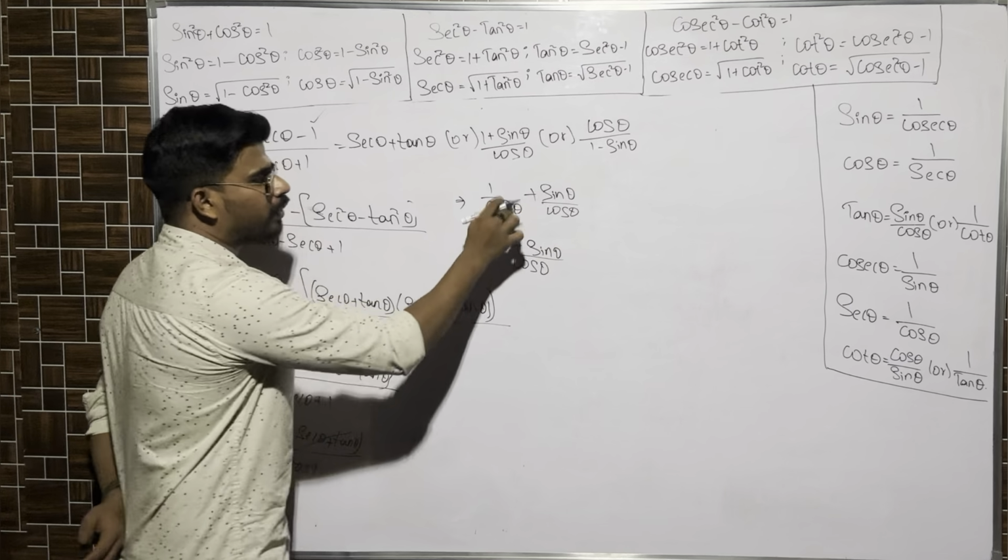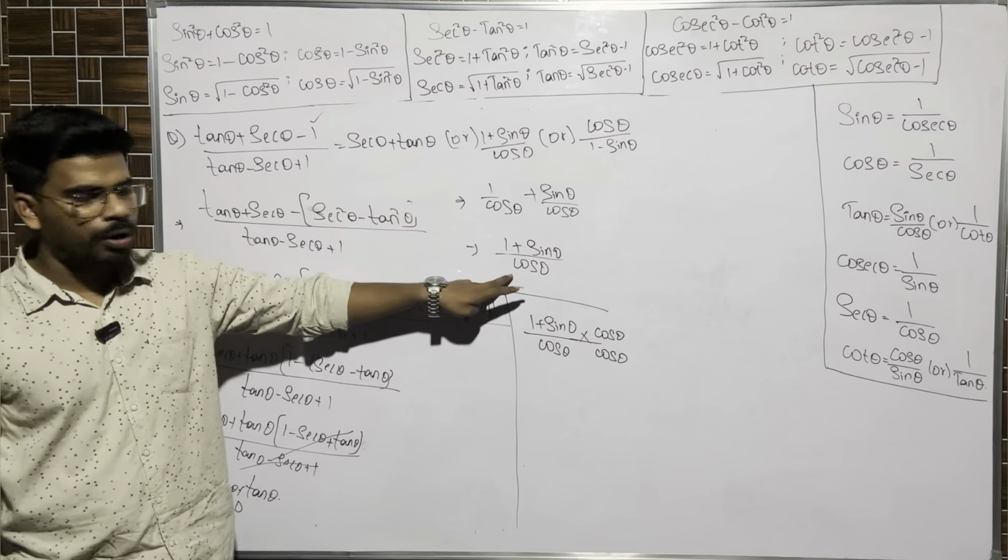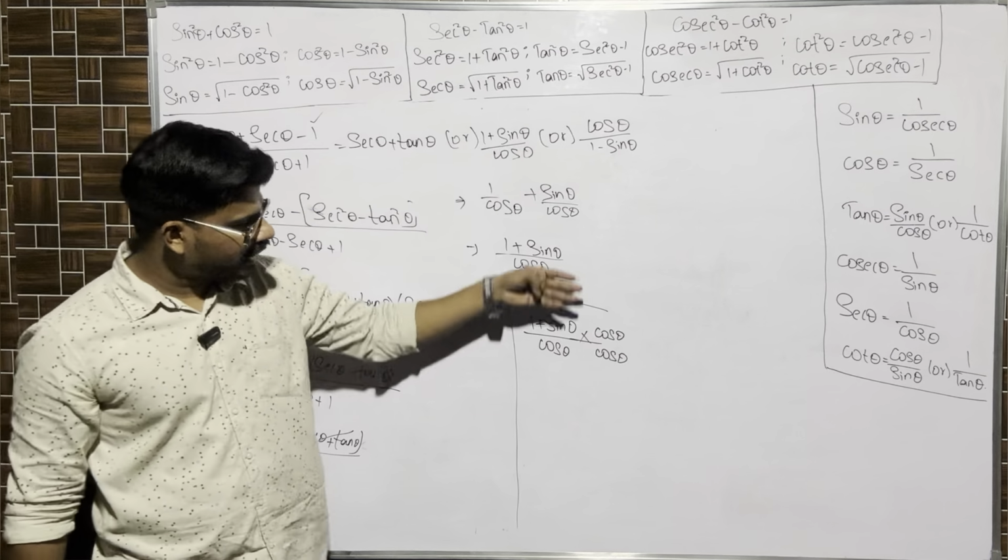Multiplying both numerator and denominator by cos theta. Same sum there. If he asks us to prove till this point, stop here. If he asks us to prove beyond this point, continue, see here.